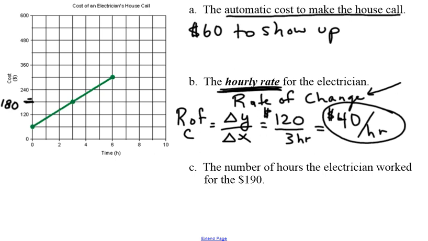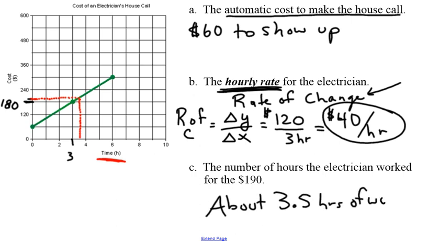So if we want to use our graph, the number of hours we need to figure out on the bottom. So $190 takes us to that point on the graph, which takes us down to there. Well, there's 2 hours, there's 3 hours, it's 3 and a bit. So it would be about 3.5 hours of work. So we can use the graph because the graph gives us information. All of this is related.